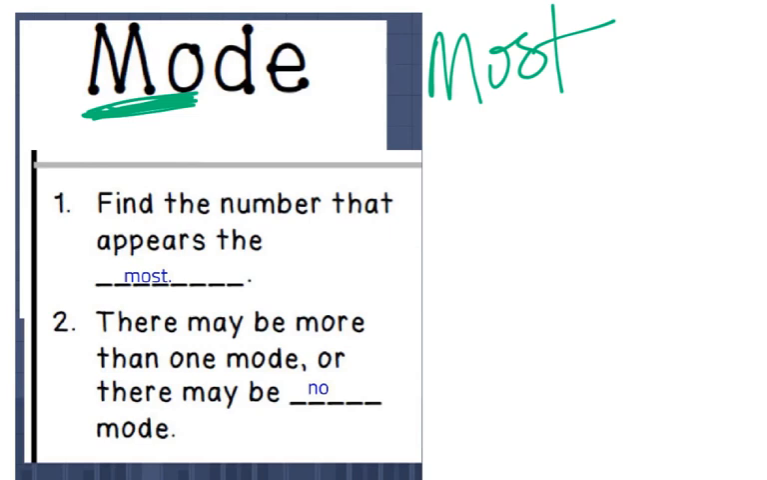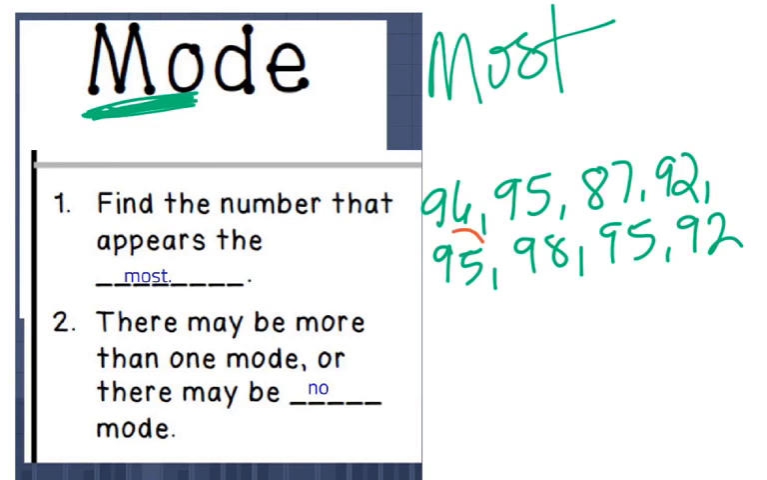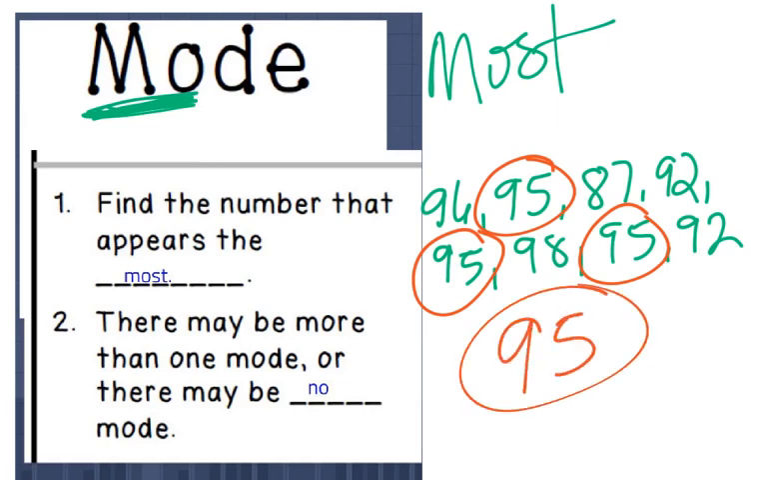So in this set of data, I'm going to start with 96, 95, 87, 92, 95, 98, 95, 92. So if I look at this set of data, 95, 95, 95, I have 3 of those. That occurs the most. 95 is the mode of this set of data. Okay? Hope that makes sense.